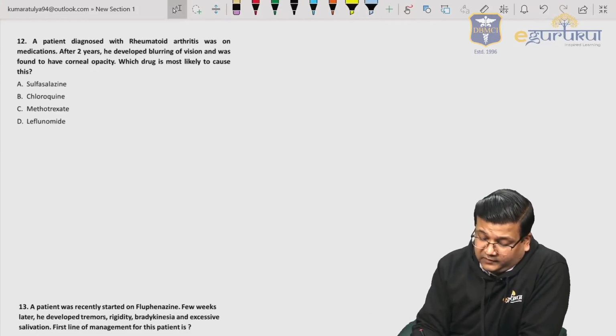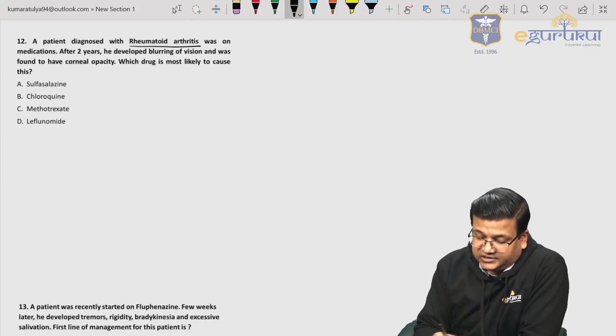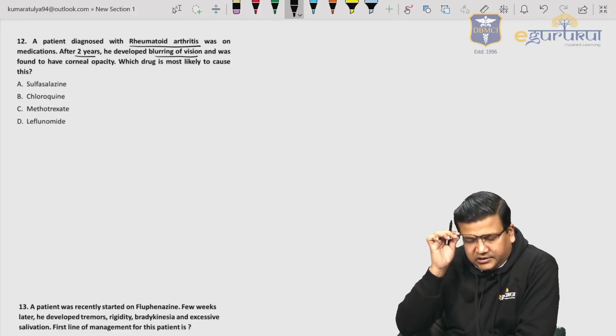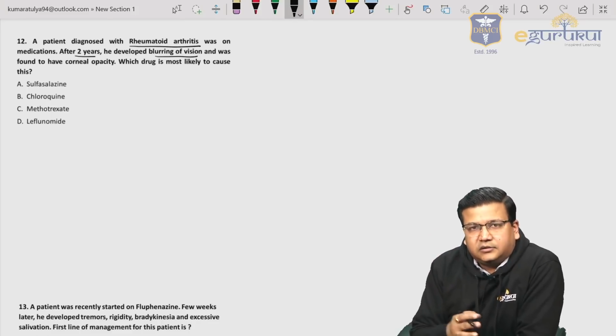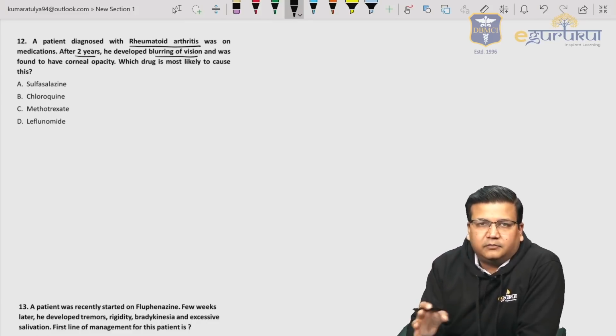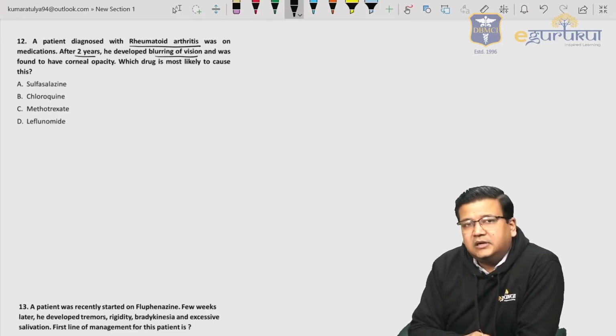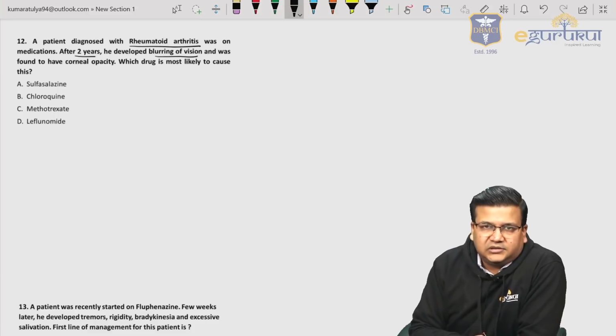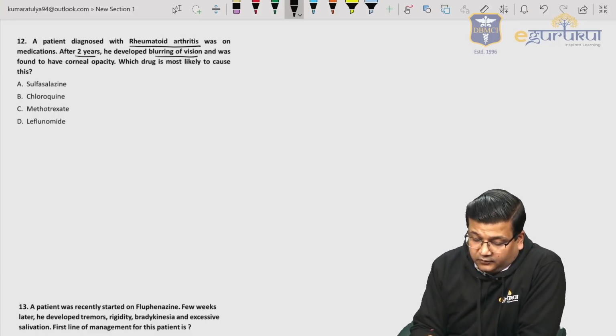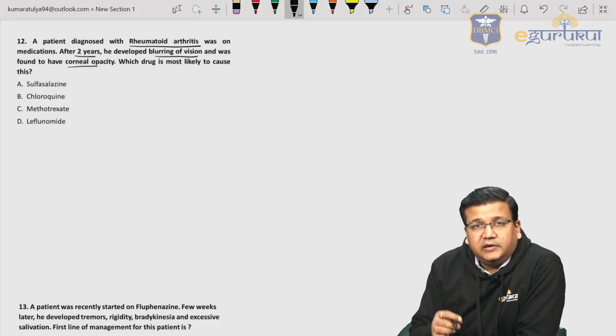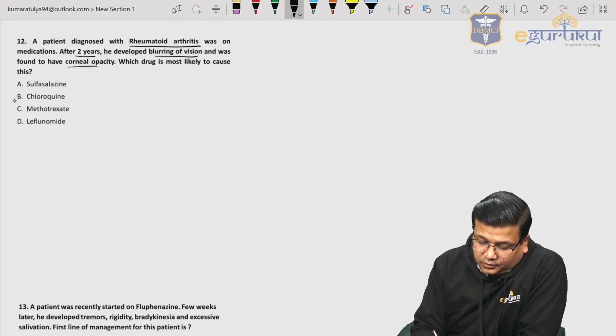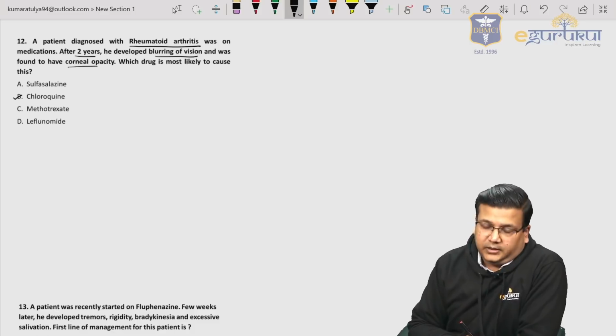Moving ahead, question number 12. A patient diagnosed with rheumatoid arthritis was on medication. After 2 years, he developed blurring of vision and was found to have corneal opacity. So in a patient of rheumatoid arthritis chronically taking medication, if there is a complaint of something wrong with vision, the answer is most likely chloroquine or hydroxychloroquine. Which of the drugs is most likely? As I said, you need not even read the question: chloroquine, out of the given options.